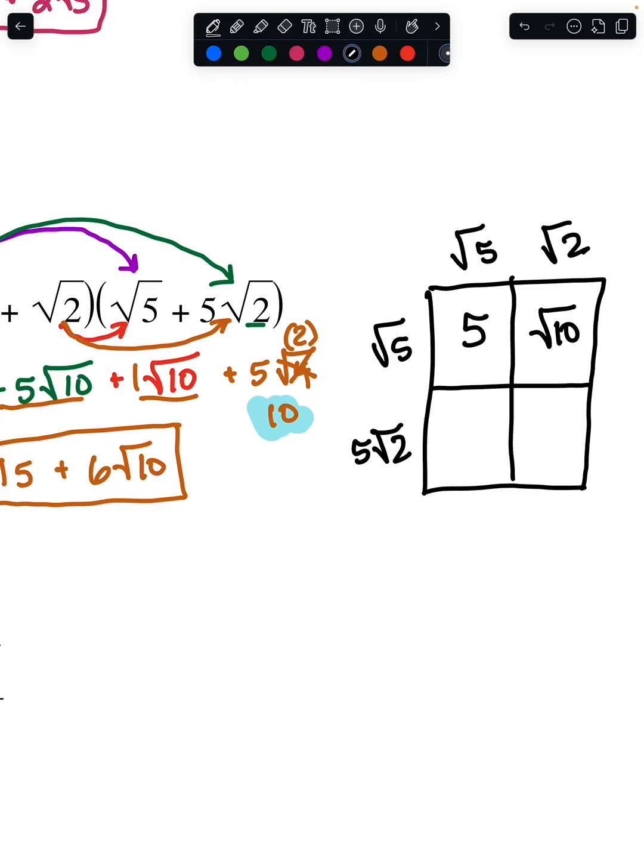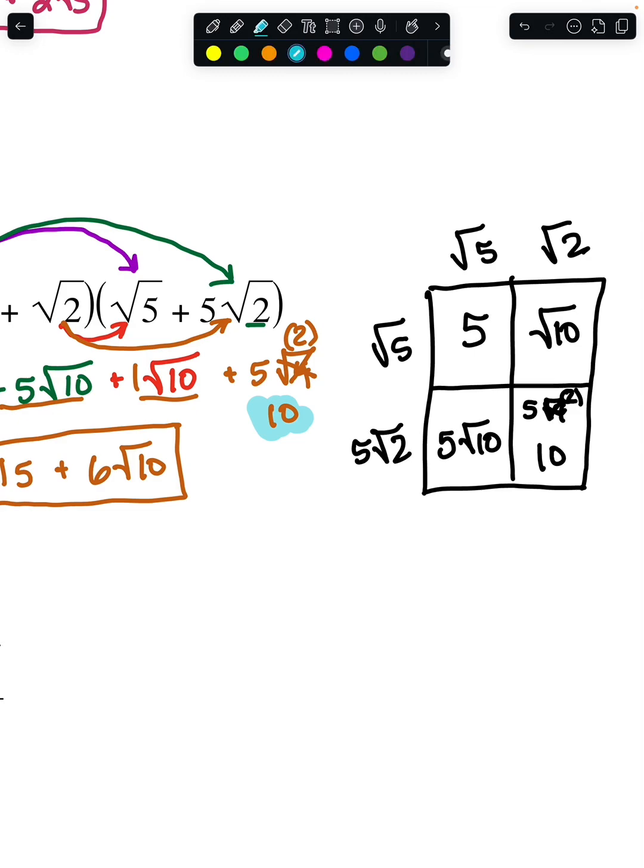And then square root of 5 times 5 square root 2, that's going to be in this box 5 square root 10. And then 5 square root 2 times 5 square root 2, this is 5 square root 4. But 4, it breaks down to 2. So 5 times 2, that's 10.